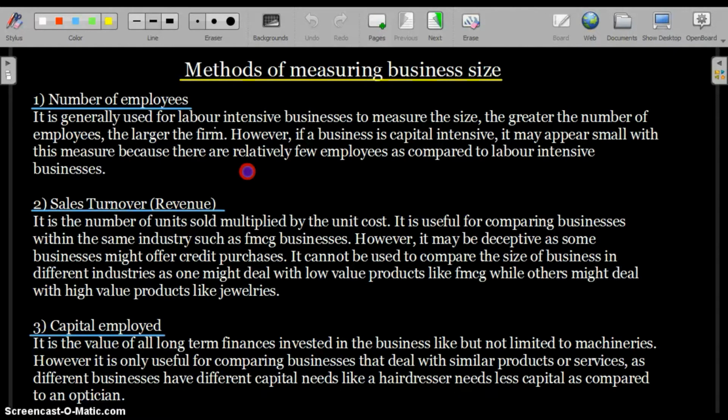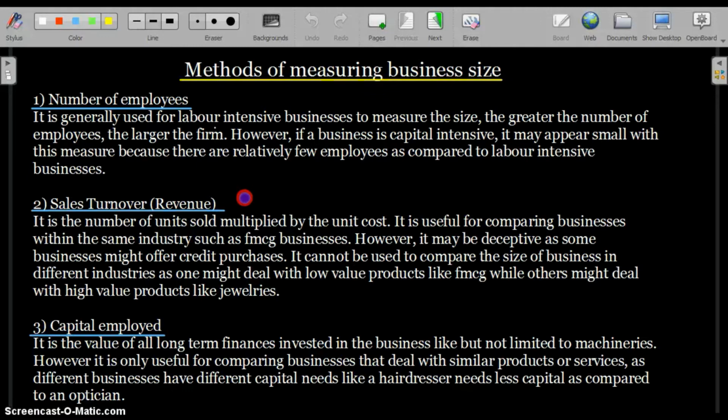So that's why we don't use this method when we are comparing labor intensive with capital intensive businesses. This method is only used when both the businesses are labor intensive. Now the next thing is sales turnover. That is called revenue as well, sales revenue.